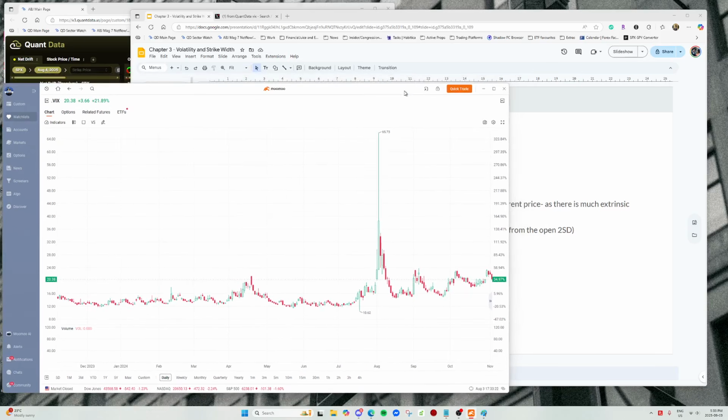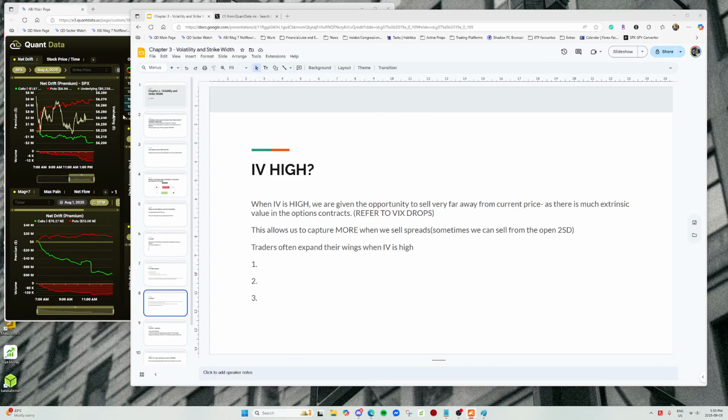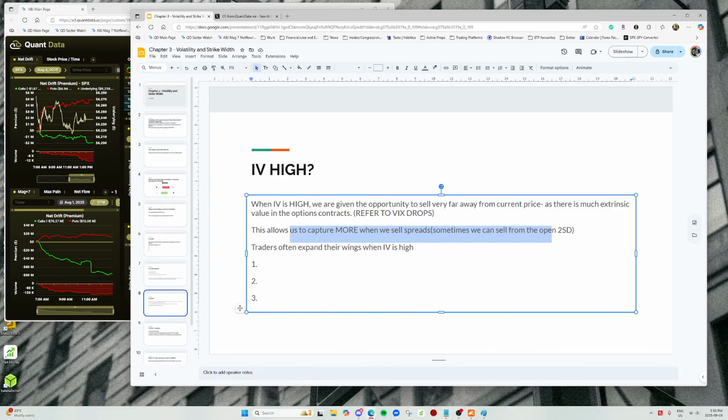That is when we know we should start to sell and widen our wings to increase our risk, because IV's at a crazy high. It should drop, right? So we saw that. It went to 65. It dropped literally the next day to 30. That's half, right? That's crazy, okay? So this allows us to capture more when we sell spreads.